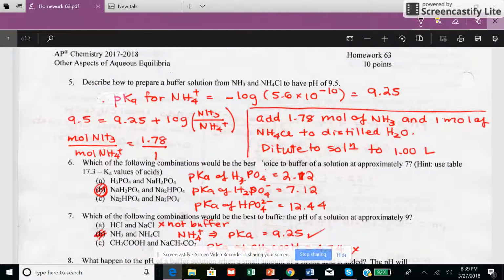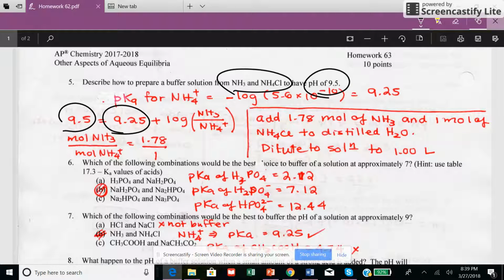Number 5, describe how to prepare the buffer solution between ammonia and ammonium chloride. You know the pH, this is the pH that you want. The pKa of ammonium is 9.25. Subtract 9.25 from 9.5, and then take the antilog. This is the ratio that you have. So add this many moles of ammonia per every 1 mole of ammonium chloride.